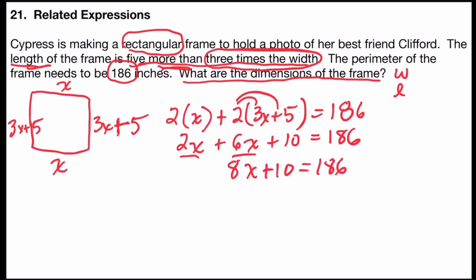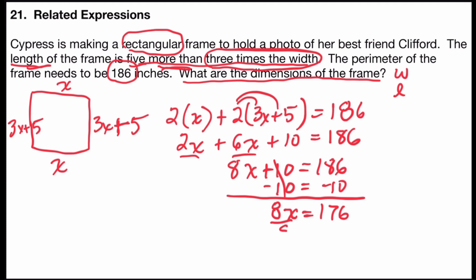And now I have a two-step equation. I'm going to subtract 10 from both sides. 10 minus 10 is 0, or as some people say it cancels out. 0 plus 8x is 8x, and 186 minus 10 is 176. Then I'll divide both sides by 8. 8 divided by 8 is 1x, and 176 divided by 8 is 22. So x equals 22, which is the length of the width. So the width is 22 inches.